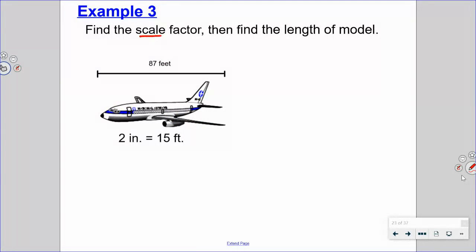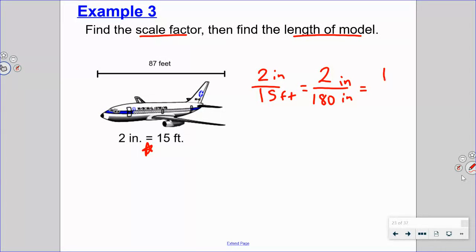All right, first find the scale factor, then find the length of the model. Scale factor here, 2 inches to 15 feet. Let's go ahead and change them both to inches, shall we? 2 inches is, well, still 2 inches, 15 feet, 15 times 12, 180. But naturally we'll want to reduce that, so let's divide by 2, and we find a ratio of 1 to 90.